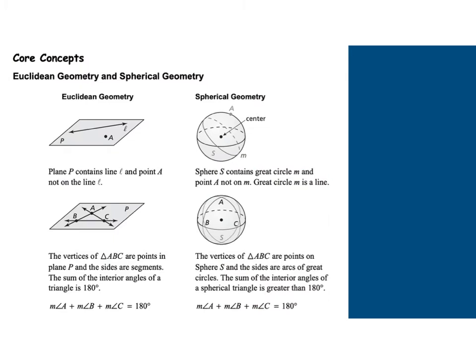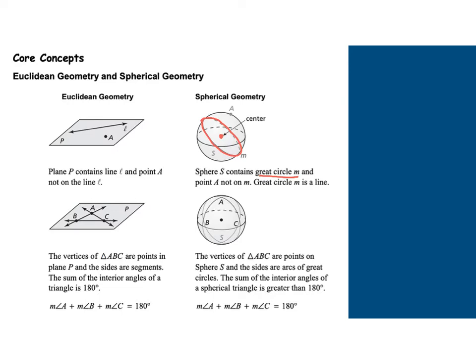Euclidean geometry and spherical geometry, what is the difference? Well, on the left side, you can see Euclidean geometry deals with planes. So if you remember, a plane is defined by 3 non-collinear points, whereas spherical geometry is defined on spheres, not planes. So sphere S contains great circle M. That's a plane that goes through the center of the sphere, and a point not on M. Great circle M is a line.